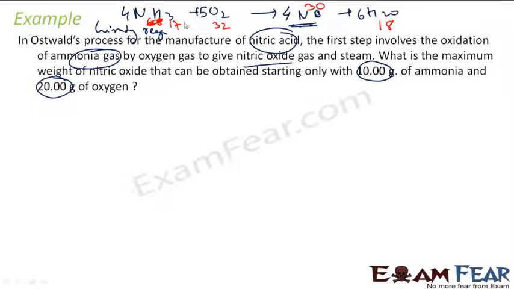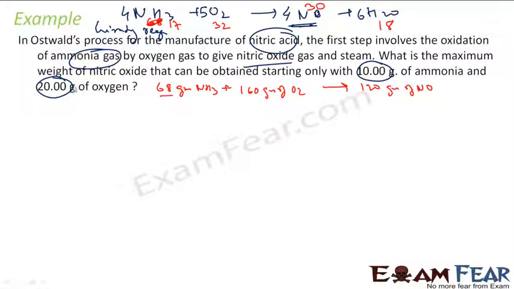That means this equation I can write as 17 into 4, that is 68 grams of NH3, plus 32 into 5, that is 160 grams of oxygen, will give you 4 into 30, 120 grams of NO, plus the water taken down, right?